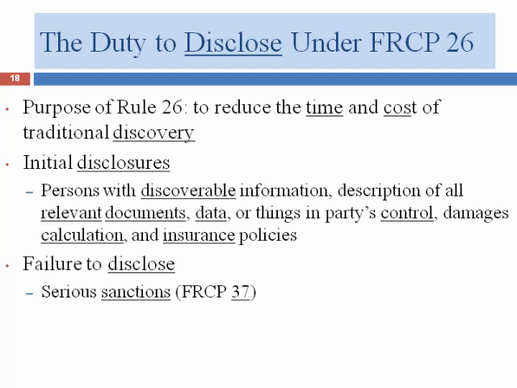If either side fails to disclose the information they're required to, either under Rule 26 or under the other rules relating to specific discovery tools, there can be serious sanctions, both under the Federal Rules of Civil Procedure and the Texas Rules of Civil Procedure.